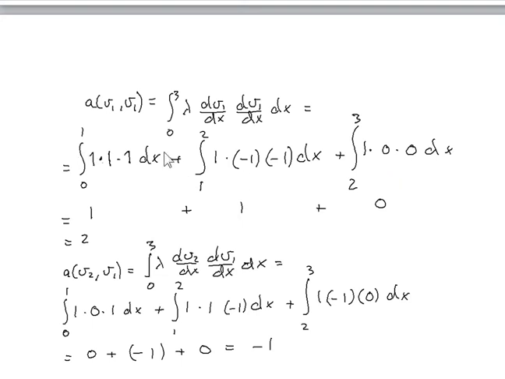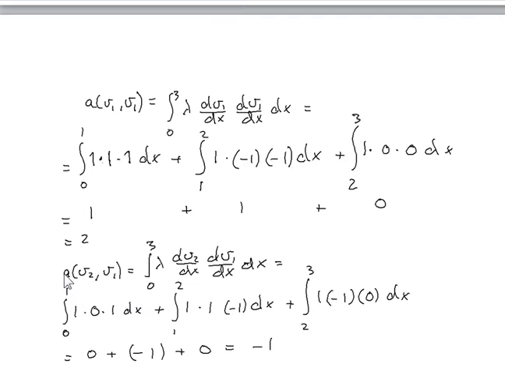And then we can compute this integral. It's very trivial. We find that this integral is 1, this is 1, and this is 0. So a v1 v1 is equal to 2. So now we have computed this element of the matrix.